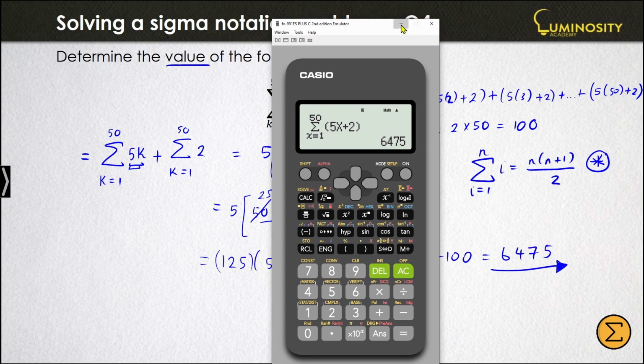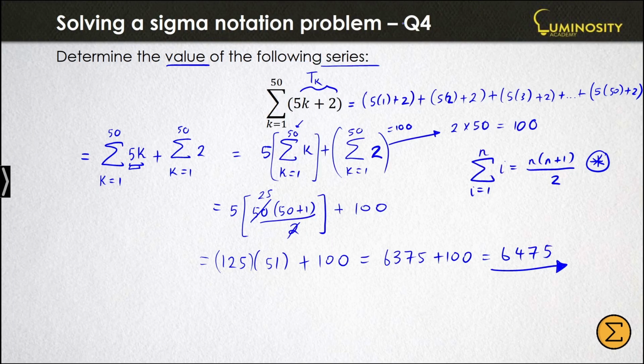So instead of trying to do that long summation manually, I just made use of the properties of sigma notation and then used that second summation formula on the formula sheet. You'll see that those formulae actually pop up more than you think if you look carefully enough in the summation notation problems. Okay, I'll see you in the next one.